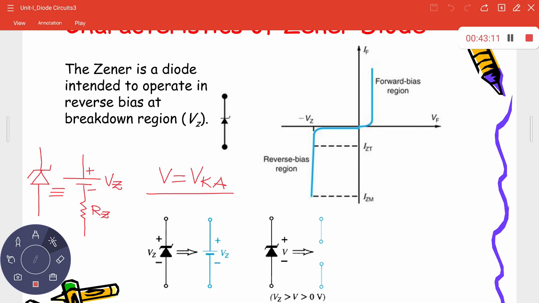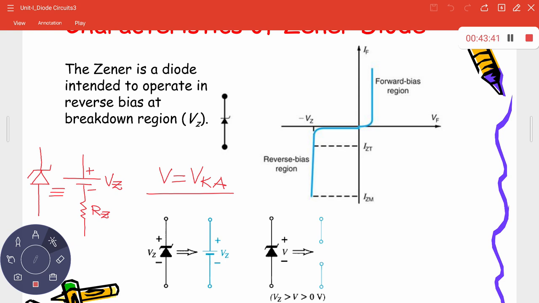Mod value, just forget about this absolute value. Suppose your VZ is equal to minus 10. Now, when your applied voltage is from 0 to minus 10, minus 1, minus 2, minus 3, minus 4, that means you are over here. Something negative is happening, but the diode is not responding. It's a negative voltage, reverse voltage. Open circuit. There is no response.